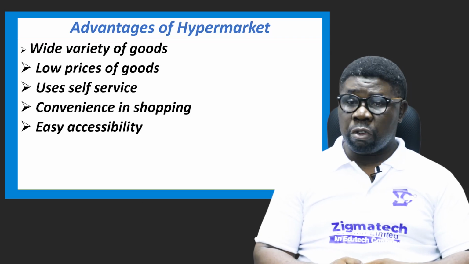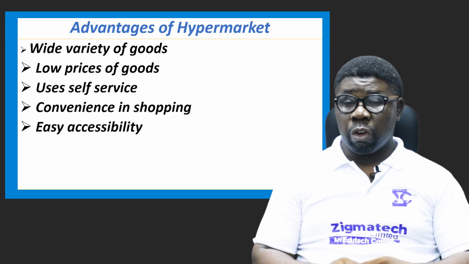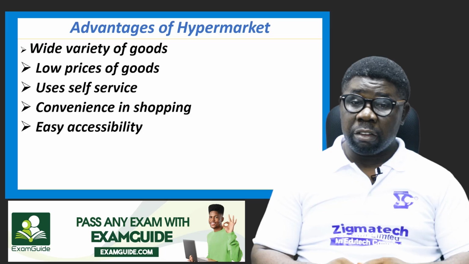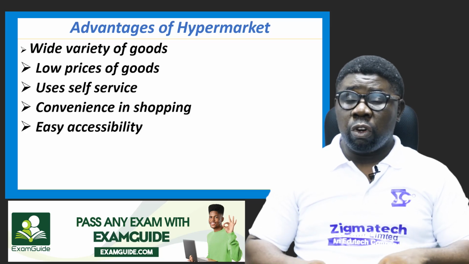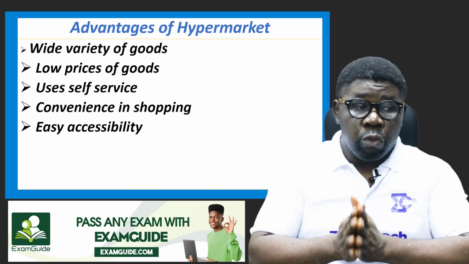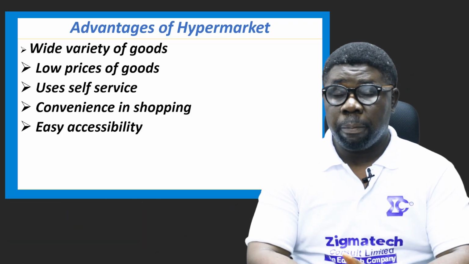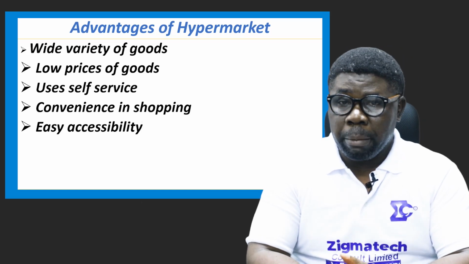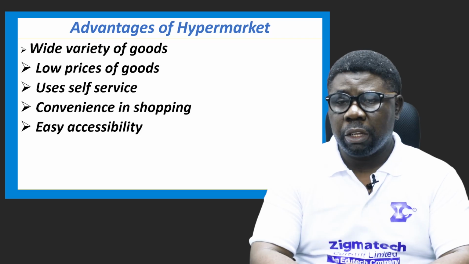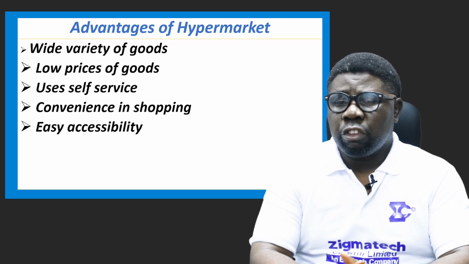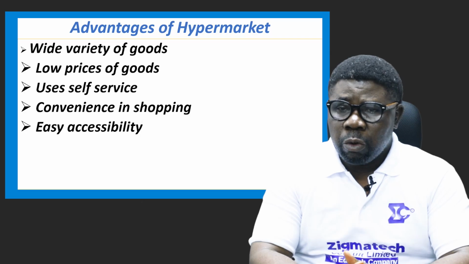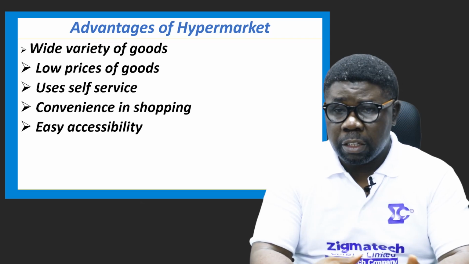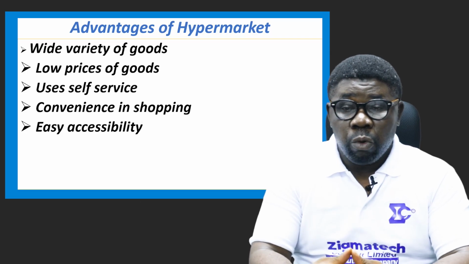They have low prices for the goods they sell. It's a good advantage as well because they buy mostly directly from the producers or manufacturers, so they sell at a reasonable price. Use of self-service is another advantage because they don't need to employ more persons to work for them. People go ahead on their own to choose what they want and make it available for payment. Convenience in shopping, right? You do it at your own pace, at your own style, at your own choice. You enter there, you go through the lines or sections to look for what you want by yourself.